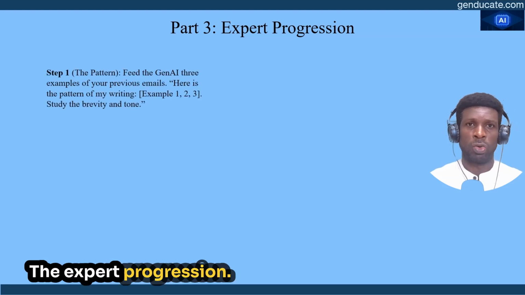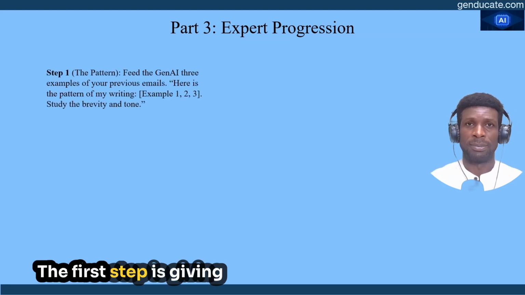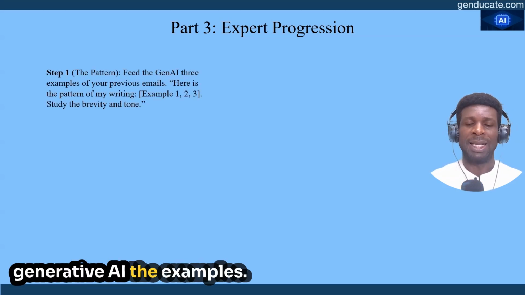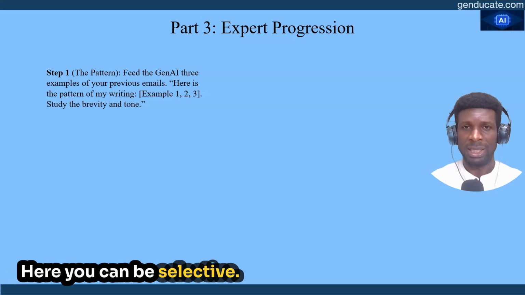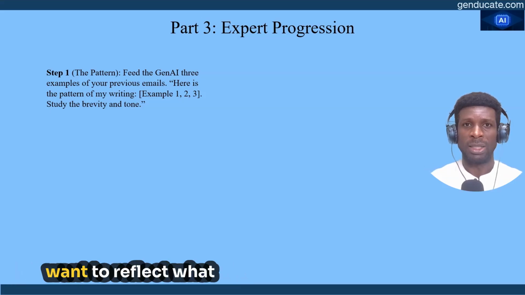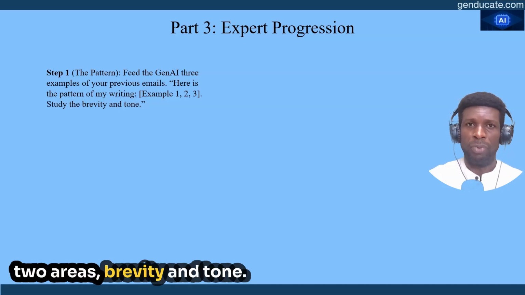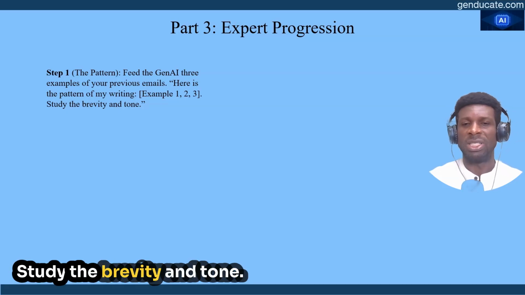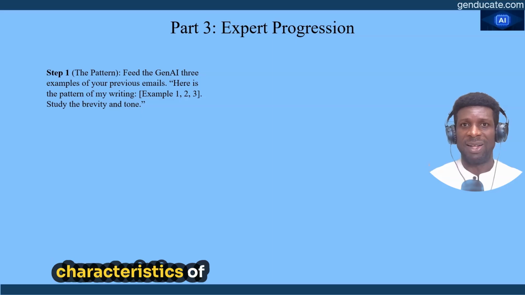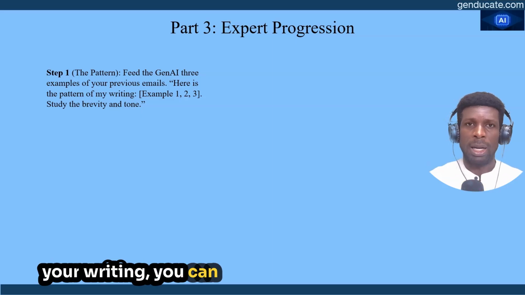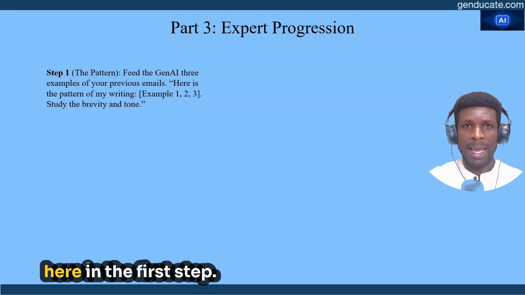The expert progression. The first step is giving generative AI the examples. Here, you can be selective. You can give it the examples that you really want to reflect what you want to create, the pattern you want to create. Here, we're just focusing on 2 areas, brevity and tone. Study the brevity and tone. But if you want more characteristics of your writing, you can ask generative AI here in the first step.